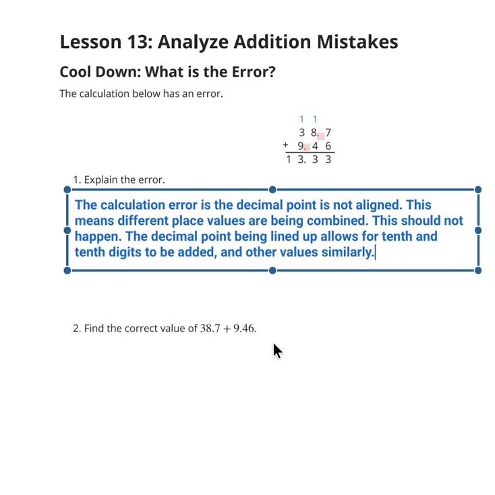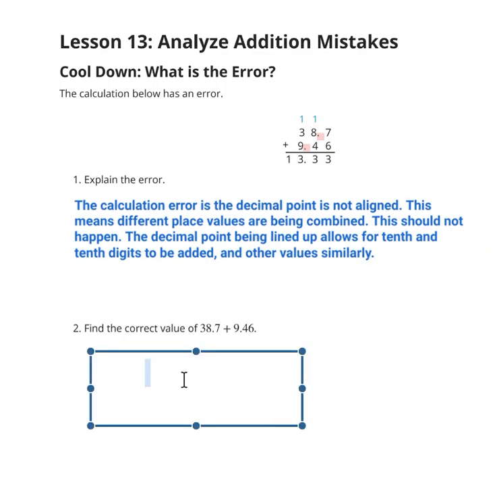That certainly communicates this idea that your decimal points are aligned, because when your decimal point aligns, your place values are aligned as well. So we're adding the same thing. Okay, that's what we're trying to capture in explaining the error. Now, when I come down below, I went ahead and started this out for us so that we could do number 2, which is finding the correct value.